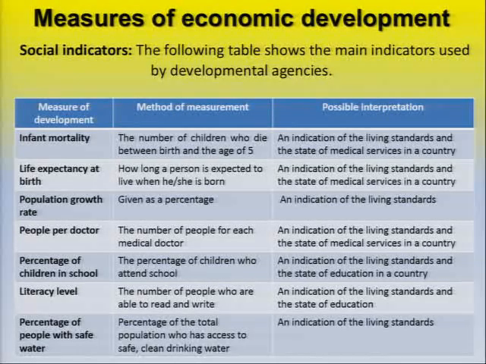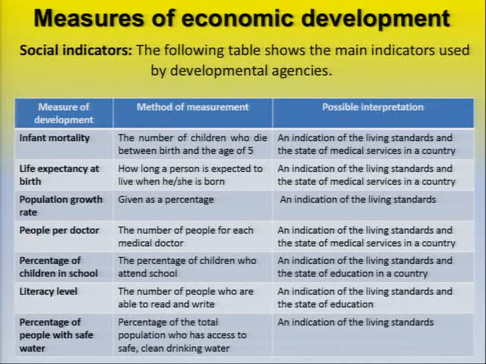Literacy level. Okay, firstly, before literacy level, percentage of children in school. The percentage of children who attend school. If that increases, then it means it's positive. It means our state of education is better. But if the percentage of children in school is low, then it means our state of education is not in good condition. It's actually in a quagmire when the percentage of children in school is low.